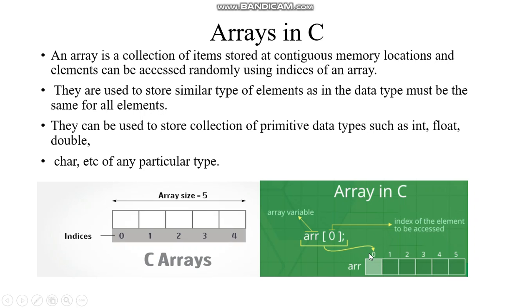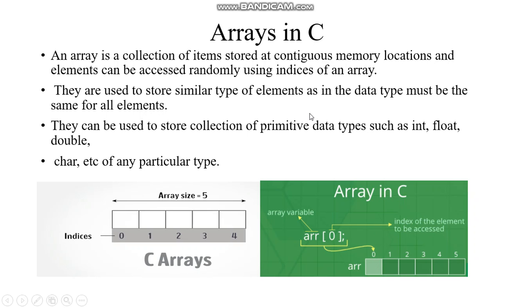If we want to access the fifth element, we have to give array of 4. That is the fifth element because the index starts with 0. The first element will be stored in this place, the second element here, the third element, 4, 5 and 6. In this array, 6 elements can be stored. In this array, 5 elements will be stored. Normally, the array index starts with the value 0.